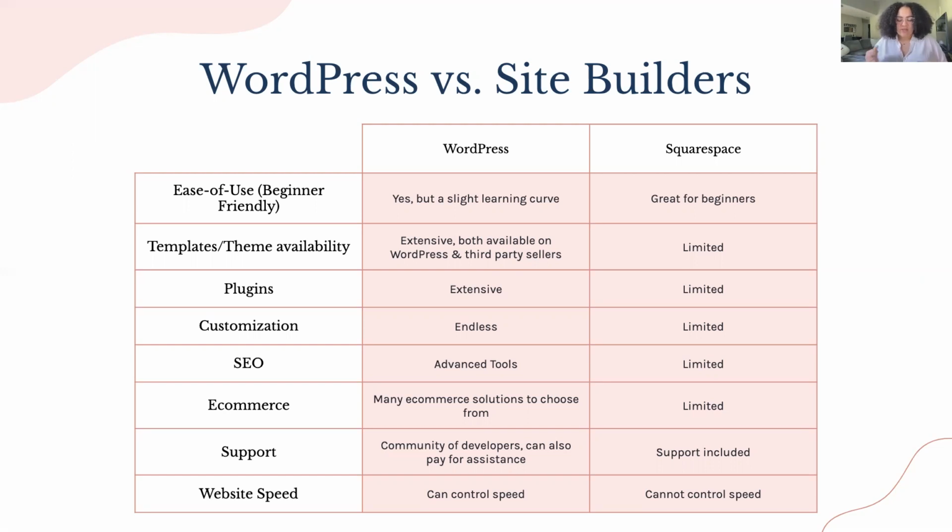Customization. Like I said, large and small companies alike use WordPress. You can hire developers to make a custom built site, or you can even use a theme builder such as Elementor or Divi, which we'll talk more about later, but there's tons of customization out there, whereas again, site builders are very limited.